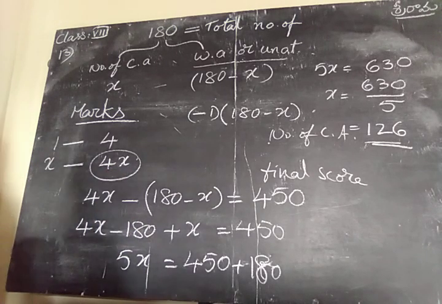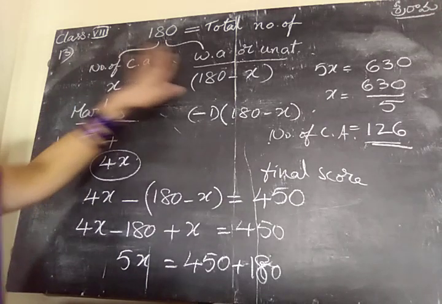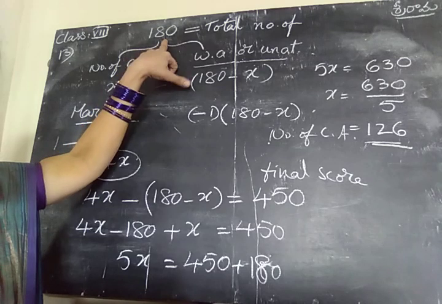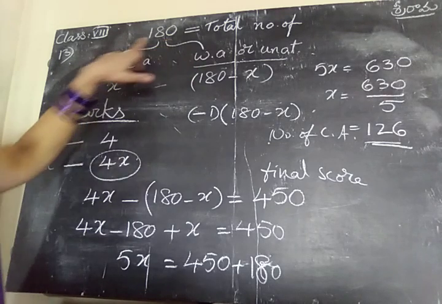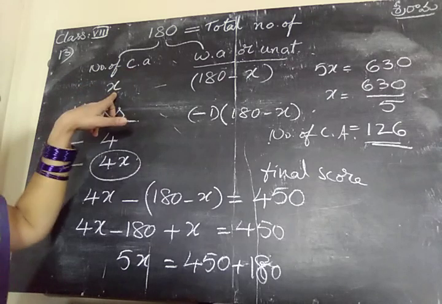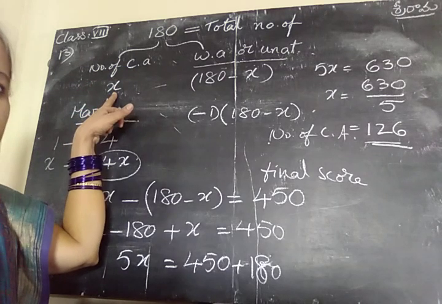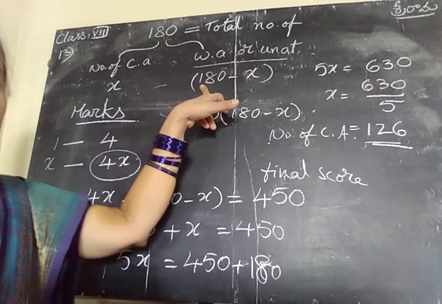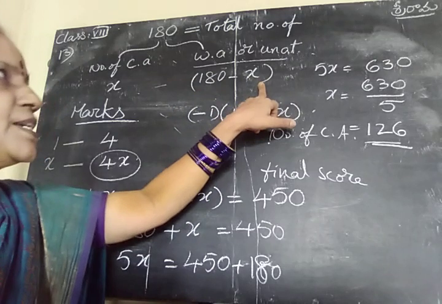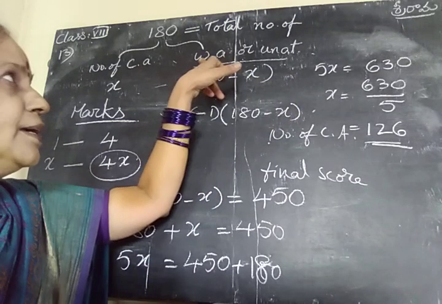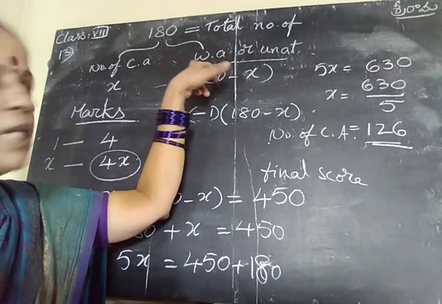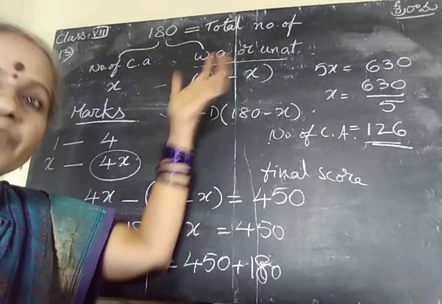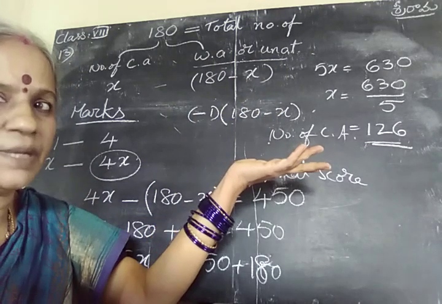Understood, children? See, once again I will explain. Listen. Total number of questions in the test paper is 180. Out of 180 questions he answered x questions correctly, and the remaining, 180 minus x, he did wrong. Few are wrong answers and few are not attempted answers.